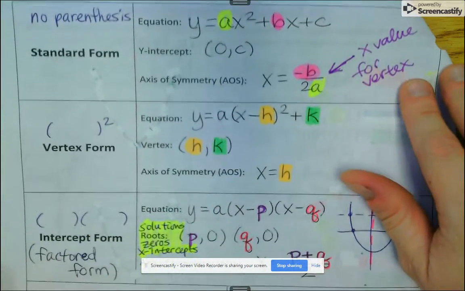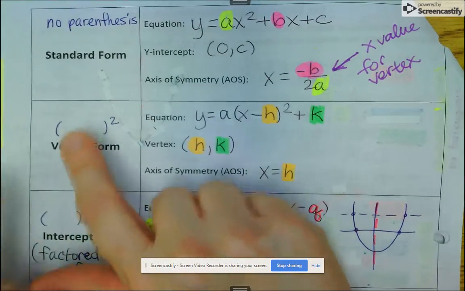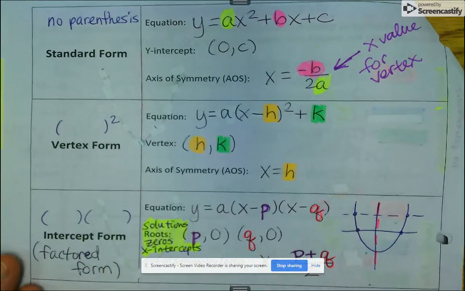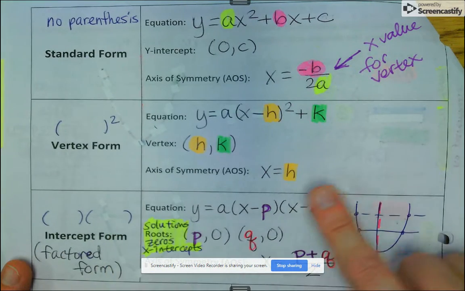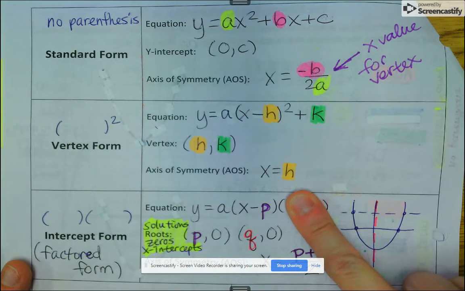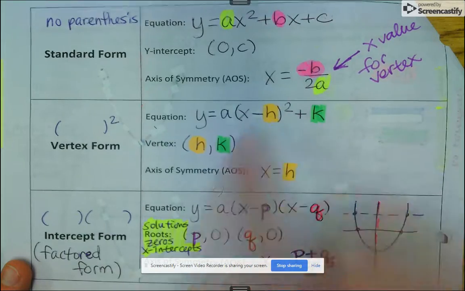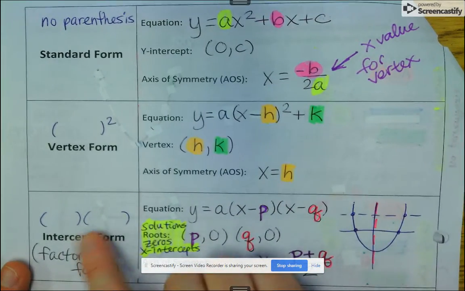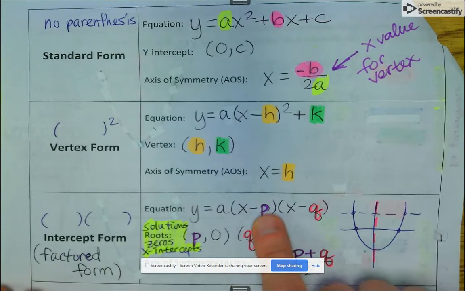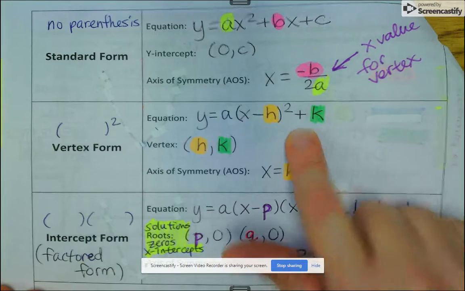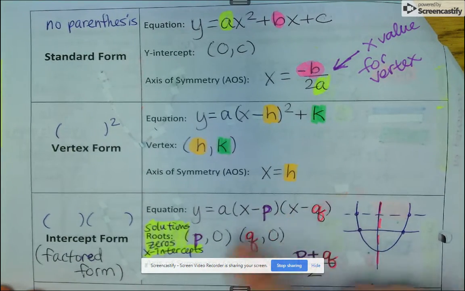So when trying to recognize the different forms, standard form has no parentheses. Vertex form is going to have one parentheses with a squared, and then intercept form usually has two parentheses. In some cases, if one of your roots is 0, this might look very similar to vertex form, but most of the time your intercept form is going to have two parentheses. If it ends up with one parentheses, you basically have ended up in vertex form, and your vertex is likely one of your x-intercepts, or is your only x-intercept.